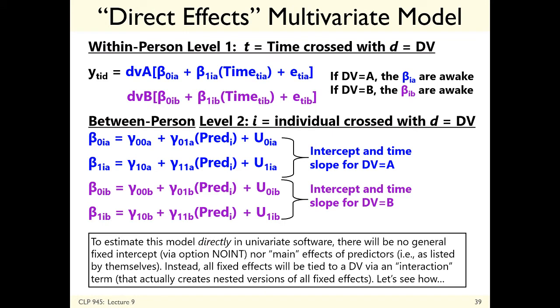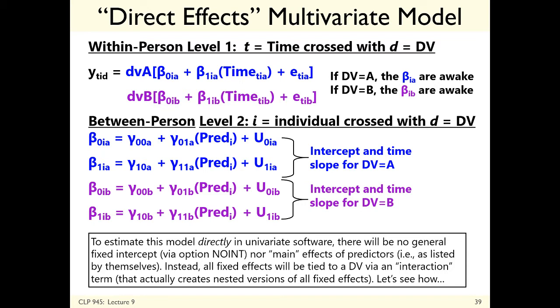Here's what a multivariate random linear growth model would look like, including the effect of one time invariant predictor. So note the colors here. We're adding another subscript. Colors keep track of which DV. So Y_tid, time, individual, DV, stands for dependent variable. So level 1 has DVA starting it off as a dummy code, which multiplies everything in the brackets.